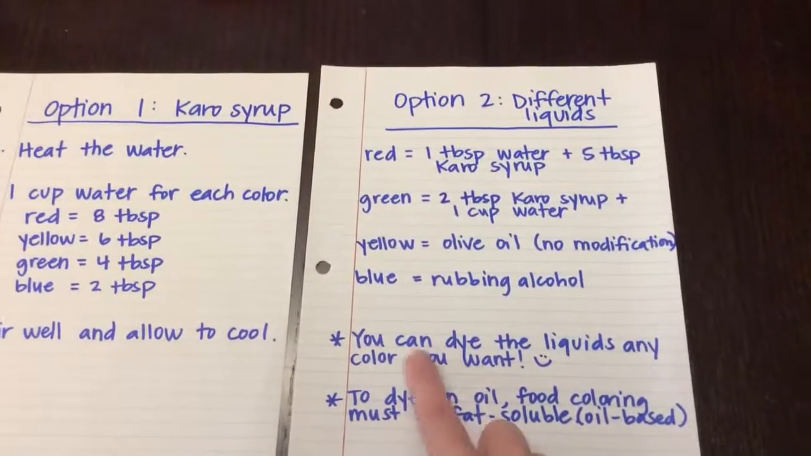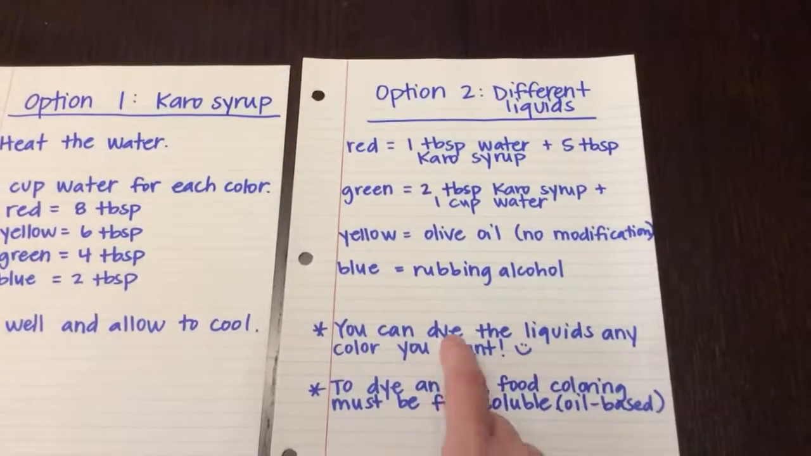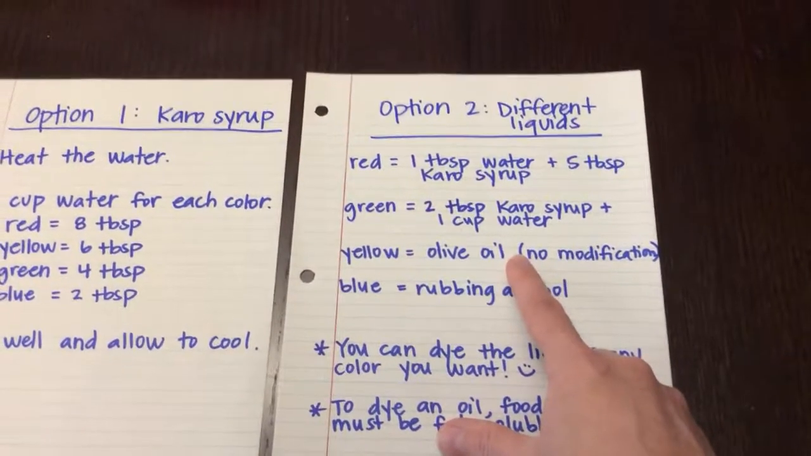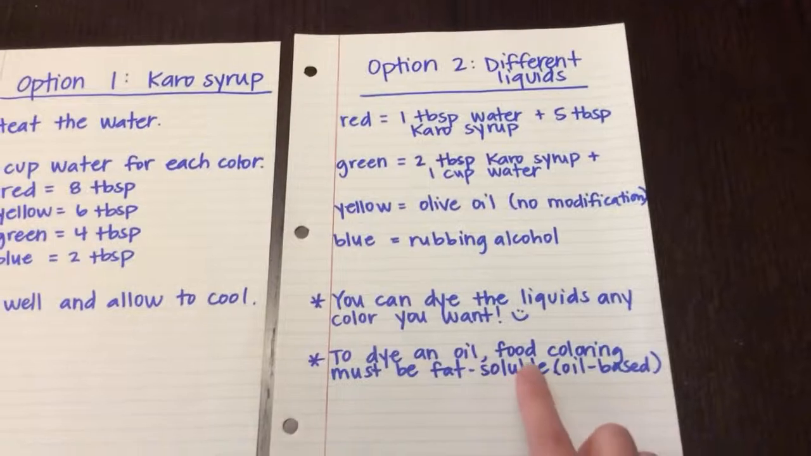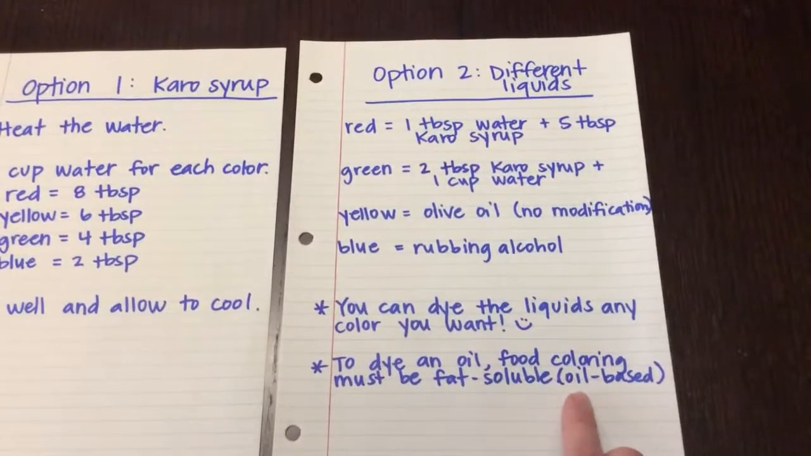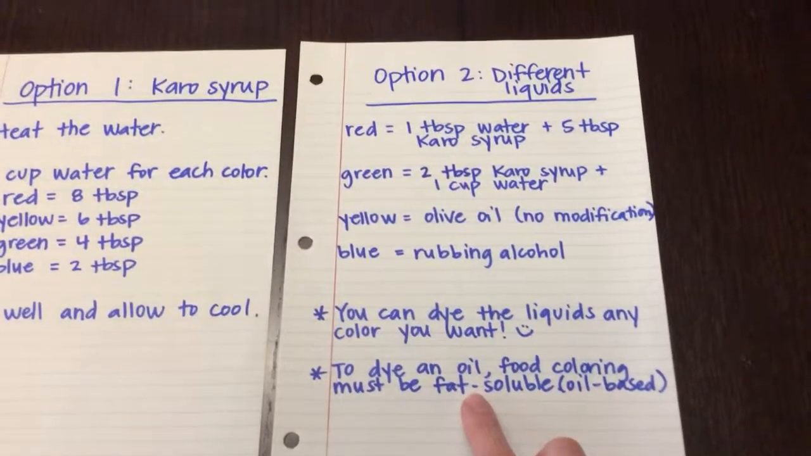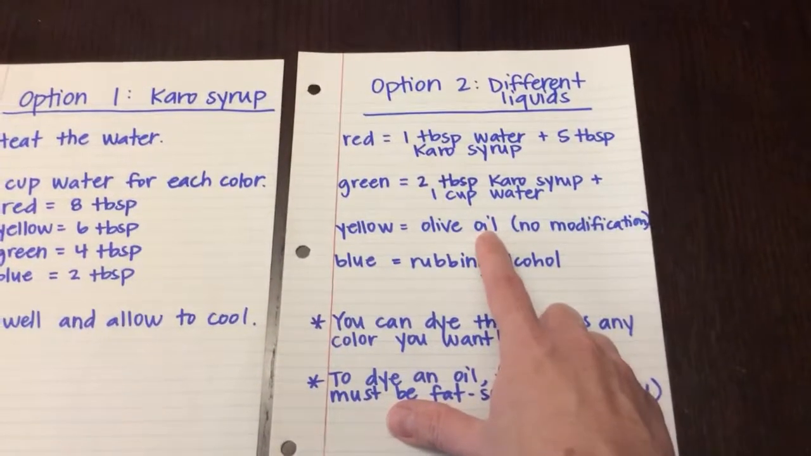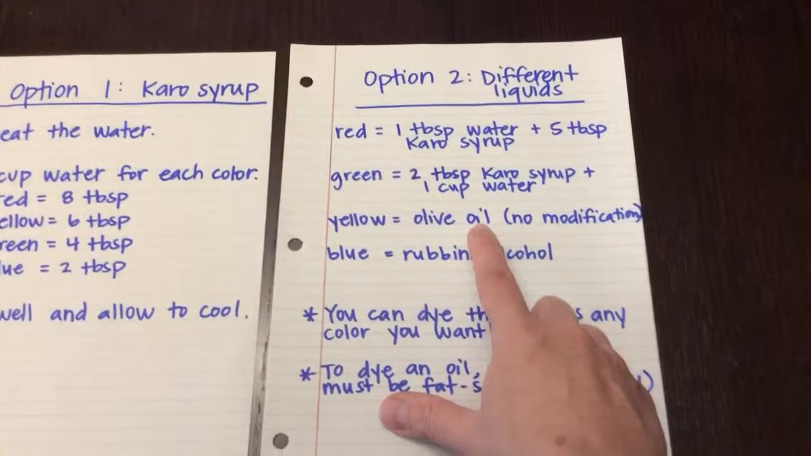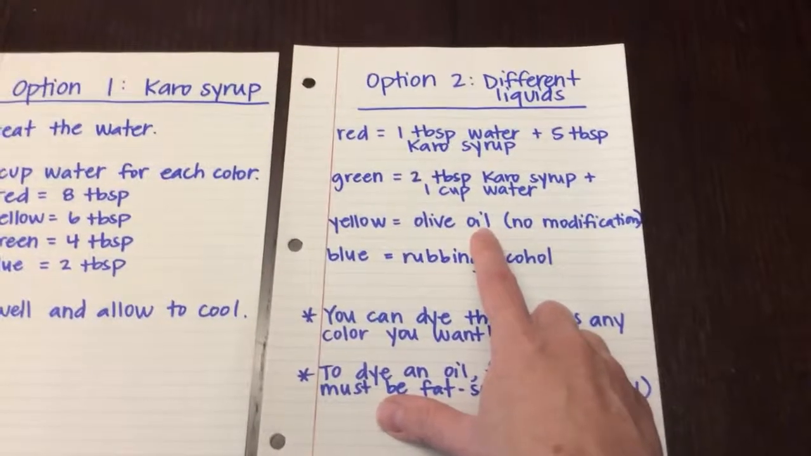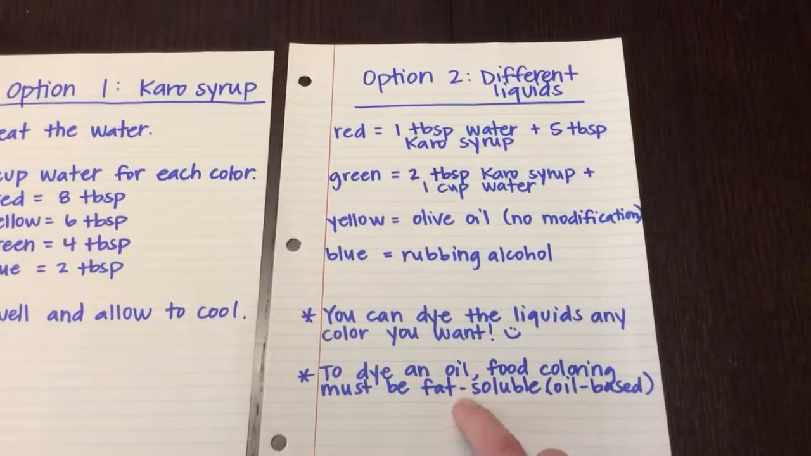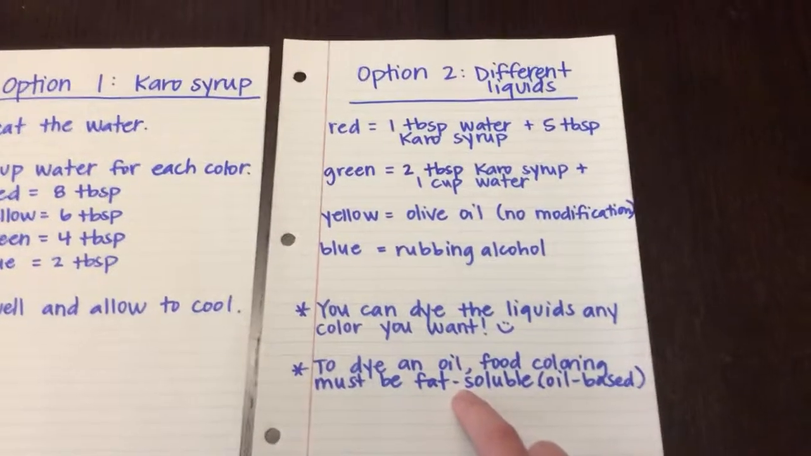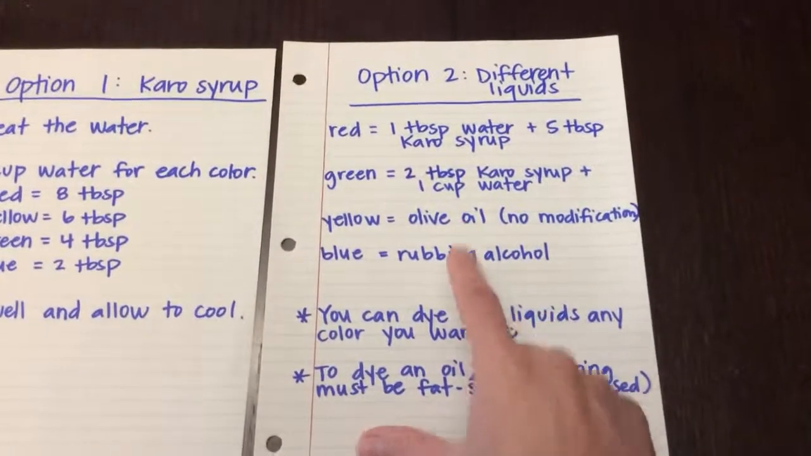Just as before, you can dye these liquids any color you want, but just make sure that if you're trying to dye olive oil, you use a food coloring that's oil-based, or in other words, fat-soluble. Because if you just add regular old food coloring in the little droppers to olive oil, it's not going to dissolve. Or you can just leave it alone because olive oil is already yellow.